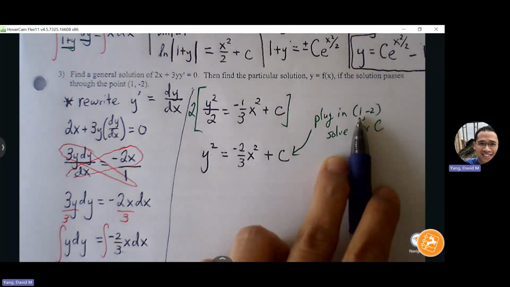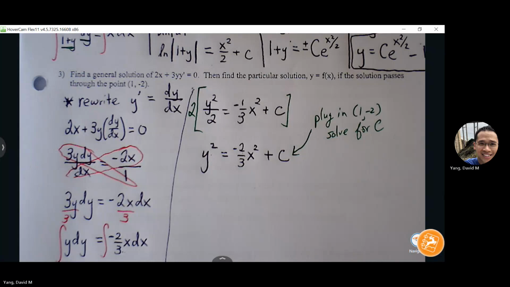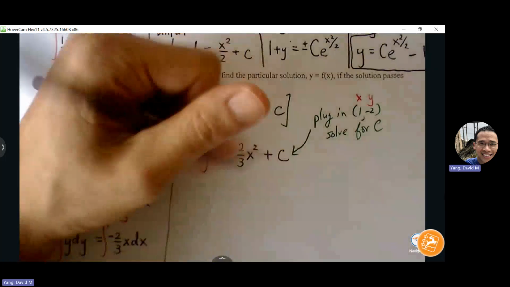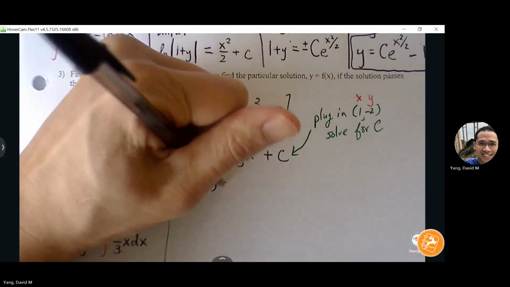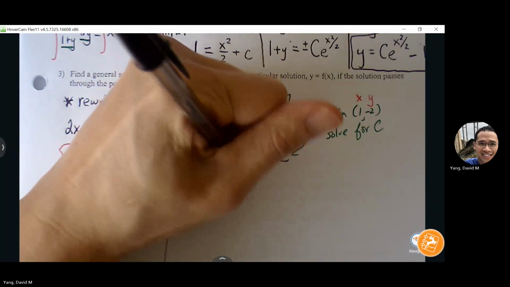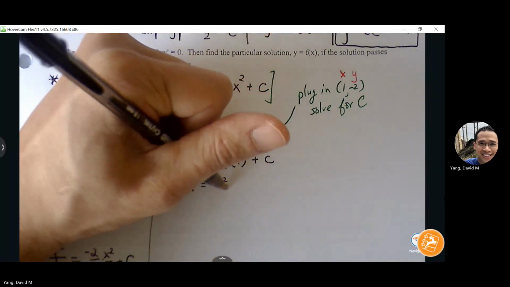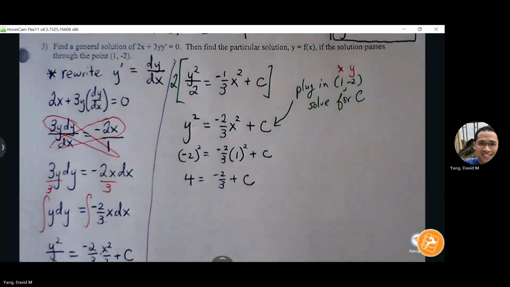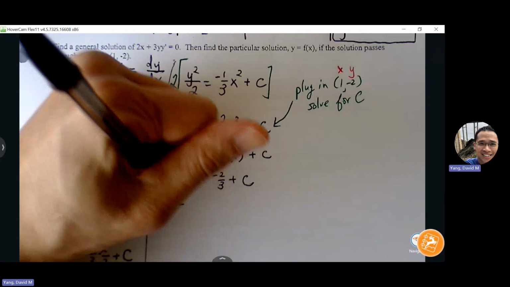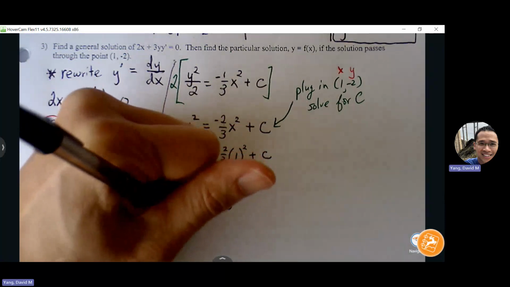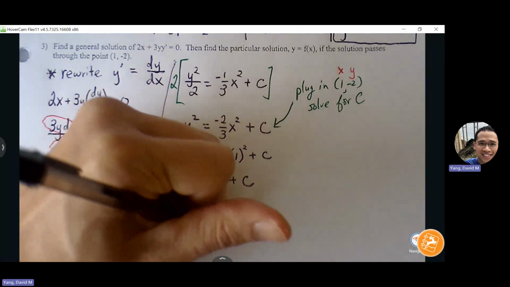Okay, so what can we plug in for x? Okay. And then the -2 will go in for the y. Okay, so this will go in for the x. This will go in for the y. Okay, so -2 squared. All right, so I have 4 plus 2/3 equals c. It's the same thing as 12/3 plus 2/3, which is my c value.